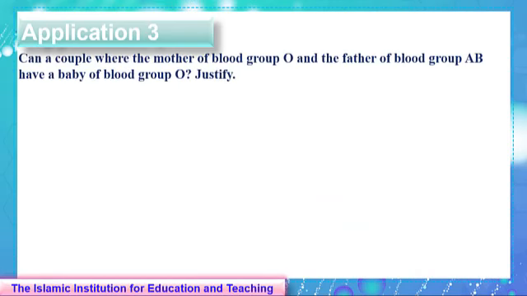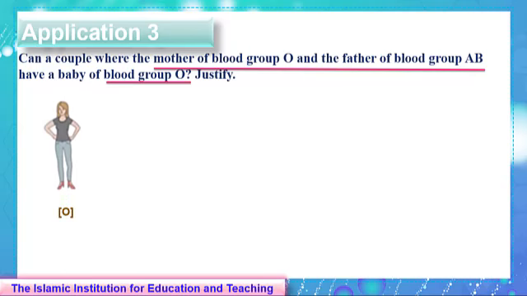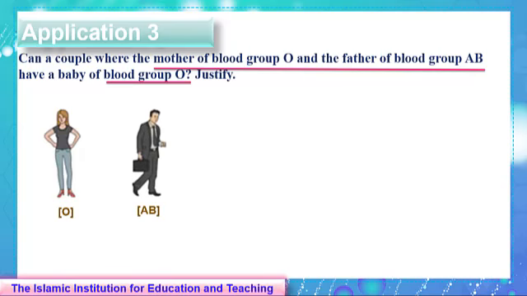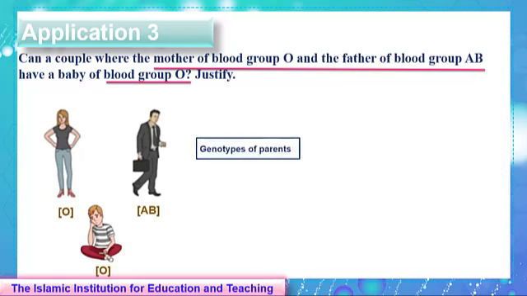Application number 3. Can a couple where the mother is of blood group O and the father is of blood group AB have a baby of blood group O? Justify. The mother is of blood group O, the father is of blood group AB, the son under study is of blood type O. Let's see the genotypes of each.